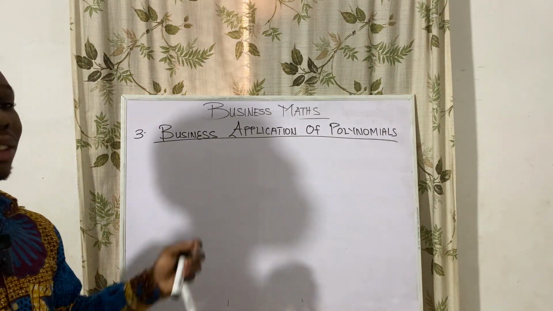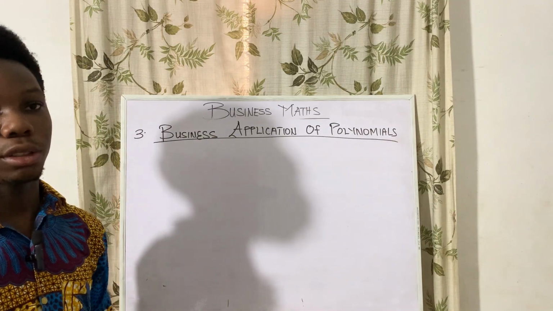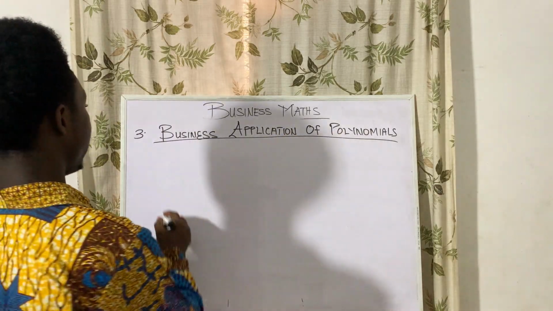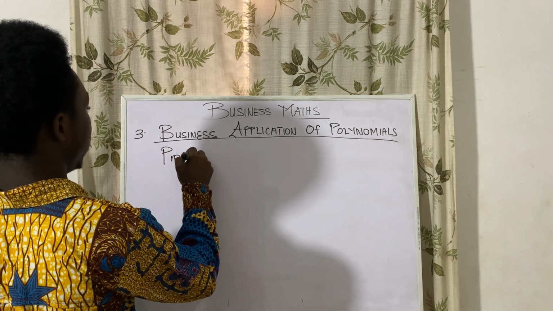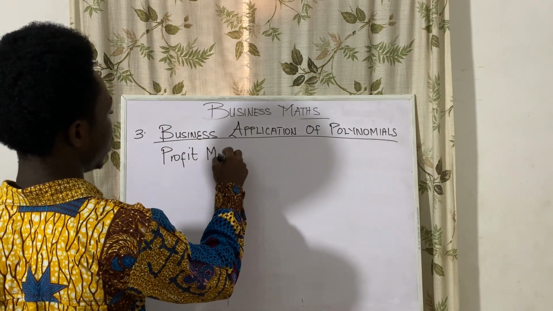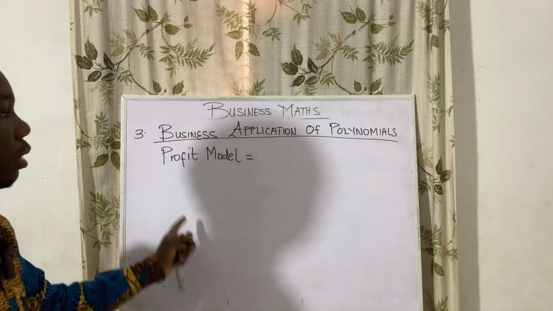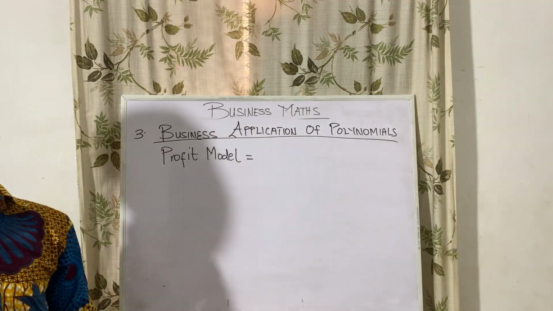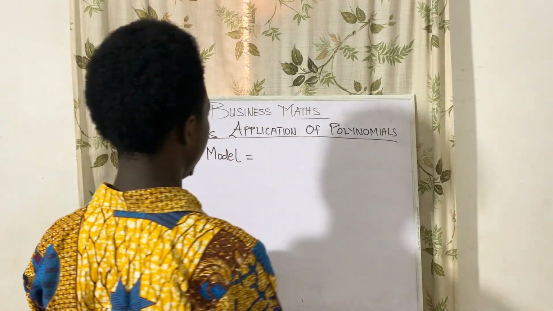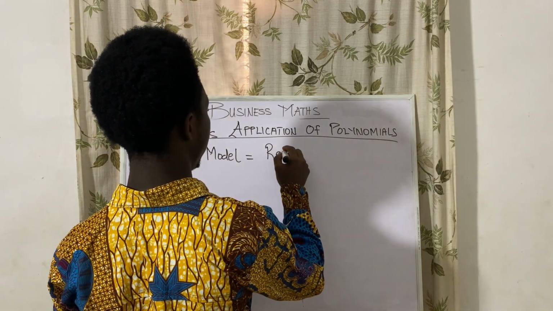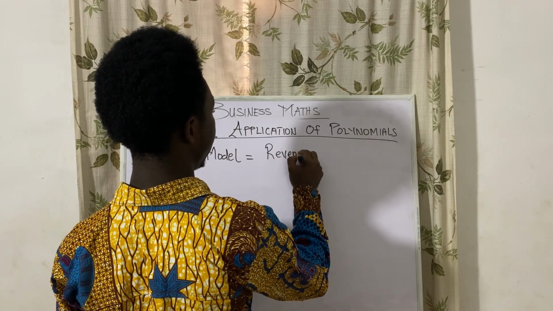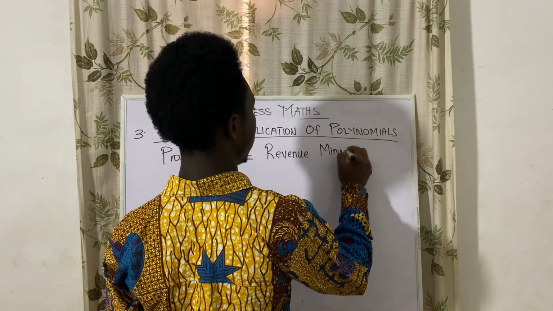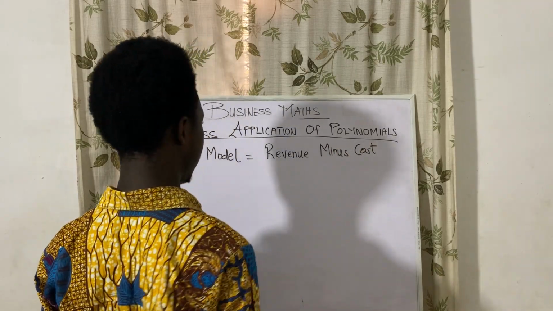Now, this is the formula for calculating a profit model, right? So under business application of polynomials, we have the profit model. The formula for calculating the profit model is equal to revenue minus cost. So profit model is equal to revenue minus cost. Please keep this formula in your head. Now let me write it mathematically.